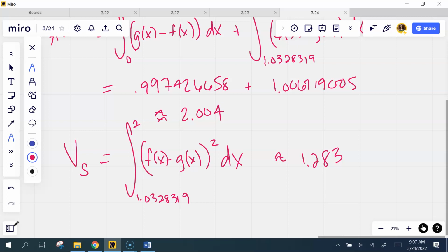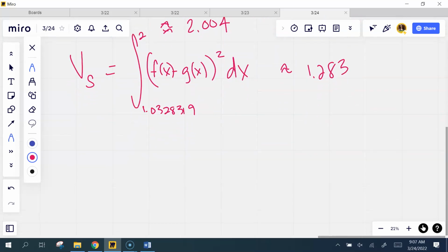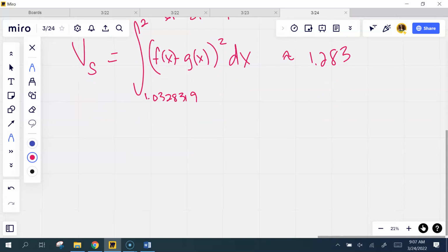Good. Part C. H is the vertical distance between the graphs. Okay, so I read through this one first and I went, this is really weird. But then whenever you thought about it, yeah.